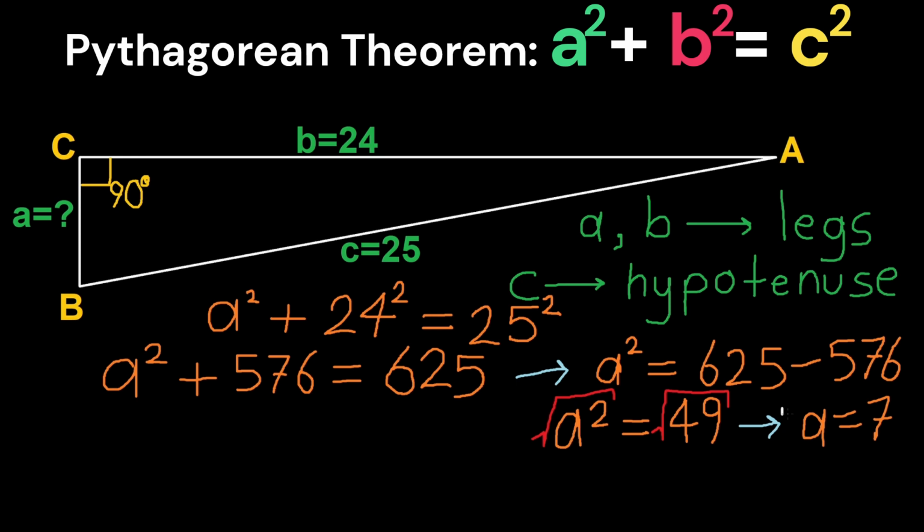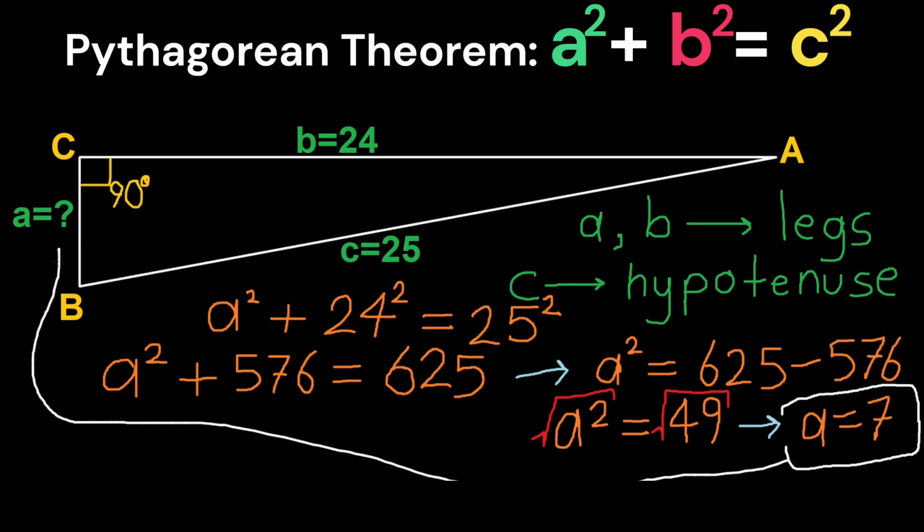So there we are. Again, we used the Pythagorean theorem to find the missing side of a triangle. We were looking for the side A, and we found it. It's 7.